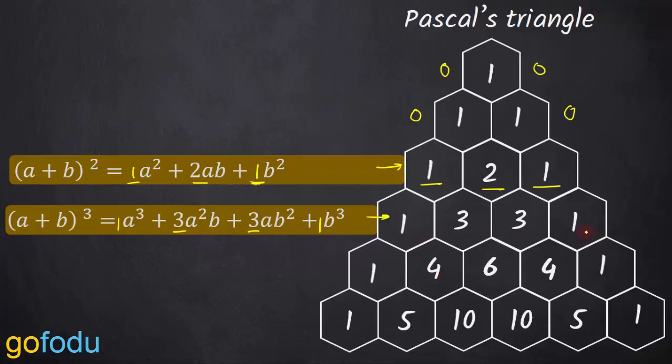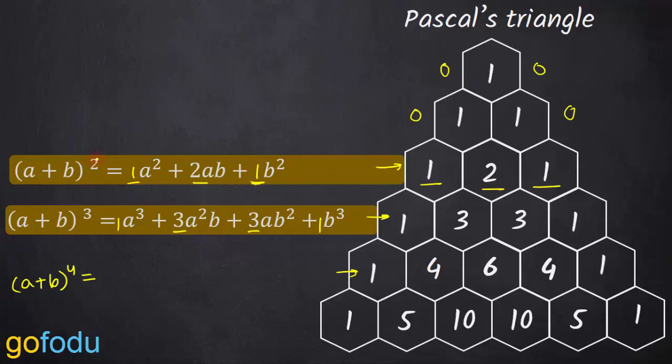So from this logic we can say that this row will denote coefficients of all the terms in the expansion of a plus b whole raised to power 4. So the coefficients will be 1, 4, 6, 4, 1. Now what about the remaining thing? What about the powers of a and b?